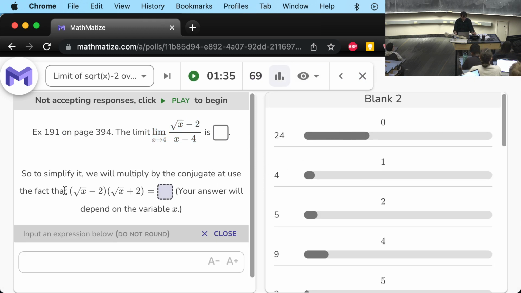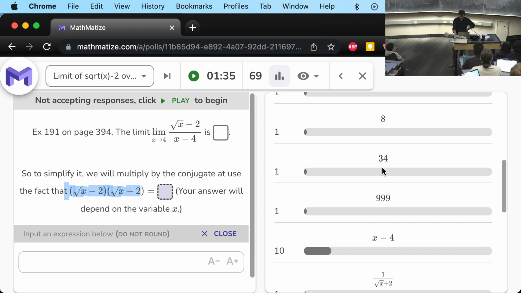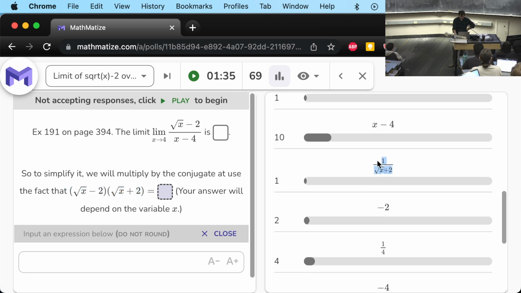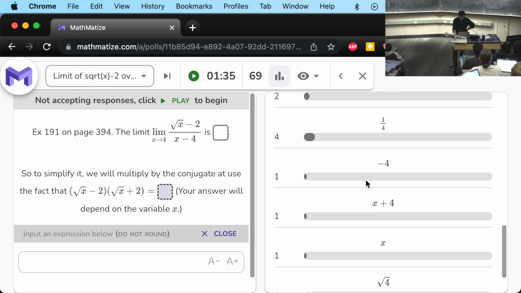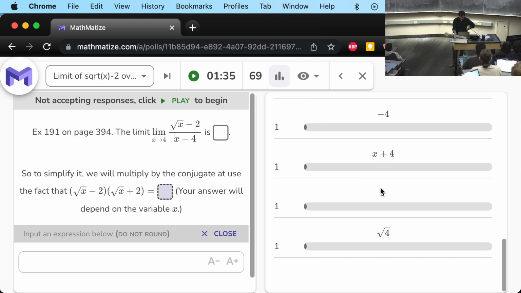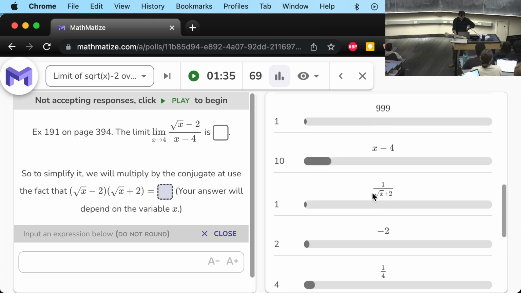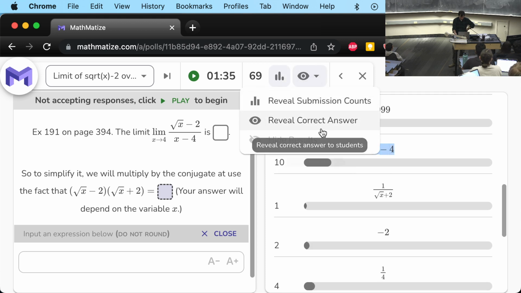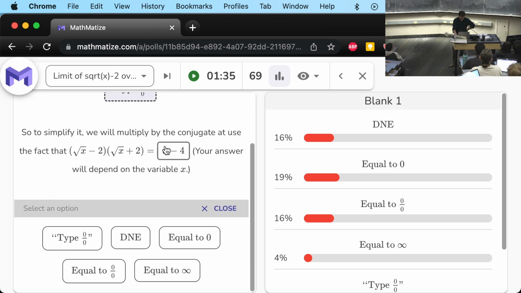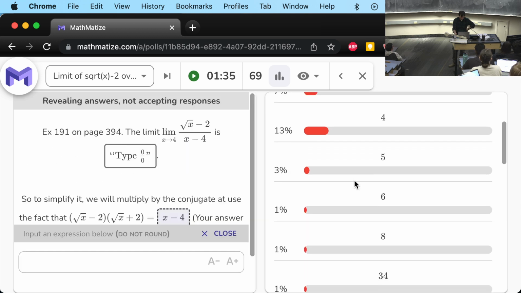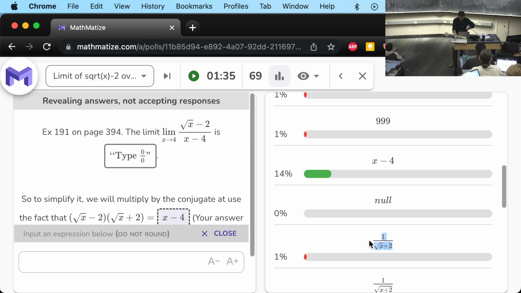Okay, so what is square root of x minus 2 times square root of x plus 2? Your answer will depend on x. So if you typed in something with no x, then it's definitely wrong. 0, 1, 2, 4, 6. These are all wrong, 34. What has an x in it? This has an x in it. This has an x in it. Some of these other ones have x's in it. The correct answer is this most common answer, x minus 4. So 10 people got it right. I will say this one is the right answer to a different question. So we're going to see there's another question going on. This is going to appear somewhere. But x minus 4 is the right answer.